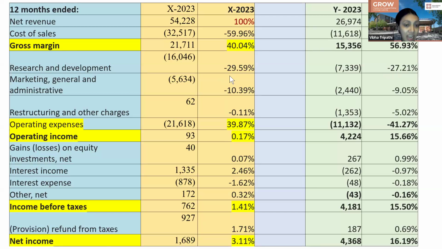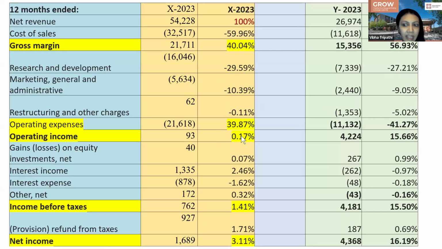We are spending 29 rupees. They are doing 9 rupees of marketing sales. We are doing 10 rupees. And at the end of the day, they are at 41 rupees of operating expense. We are at 39. Now, if I look at this part, we are quite parallel.